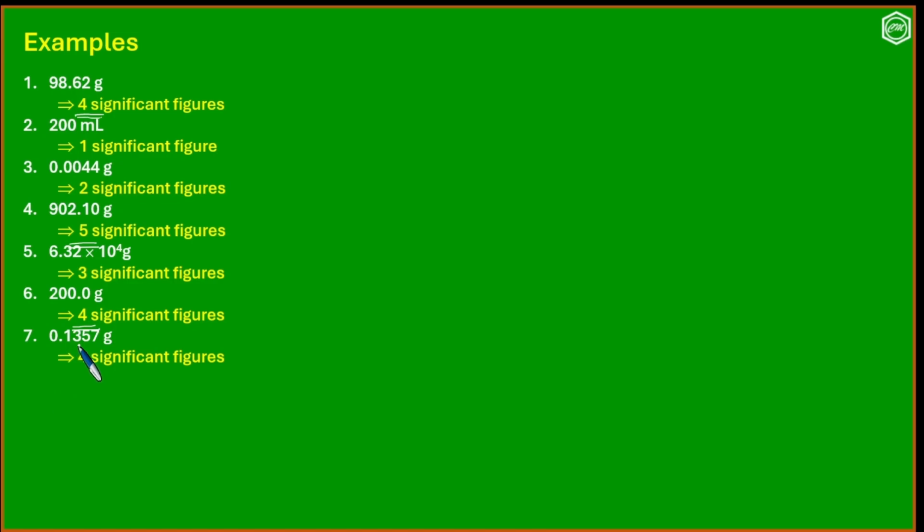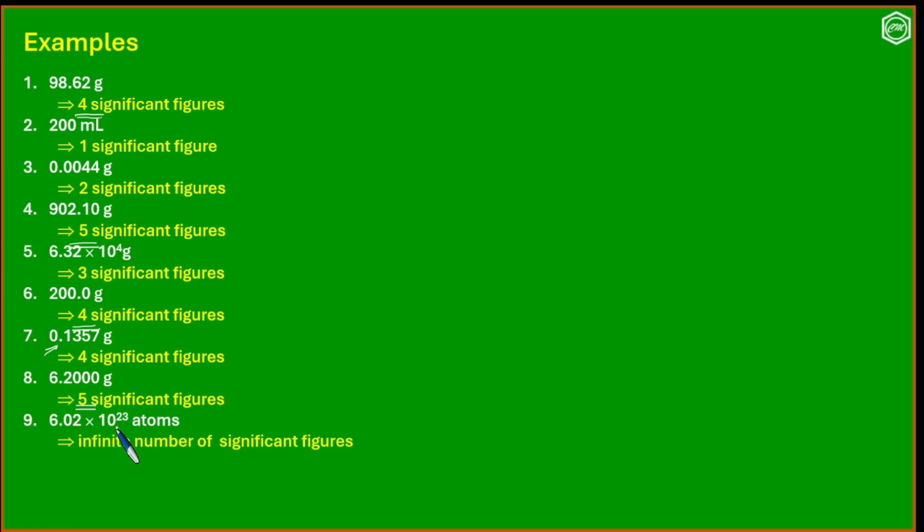Now 0.1357, and this 0 is not significant. So therefore 1357 are significant. So 4 significant figures are there. Now 6.200 gram. These three zeros are significant because those zeros come to the right of the decimal place. Totally there will be 1, 2, 3, 4, 5 significant figures for this quantity.